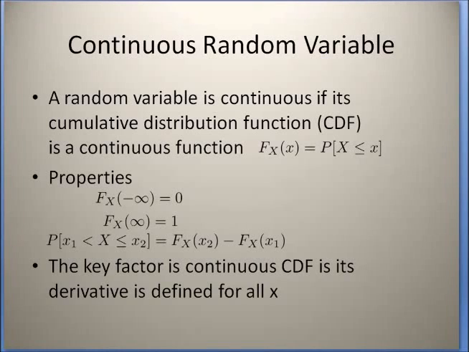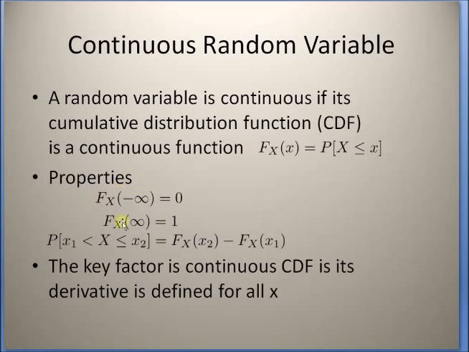Hello, welcome. In this short video, let us look at the definition of a continuous random variable. A random variable is said to be continuous if and only if its cumulative distribution function is a continuous function of the value x. The cumulative distribution function is defined as the probability that the random variable X is less than or equal to the value x. That is, the CDF at a value x is defined by this probability.